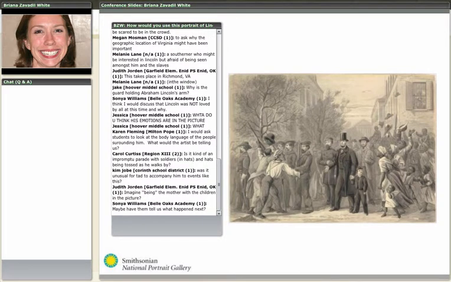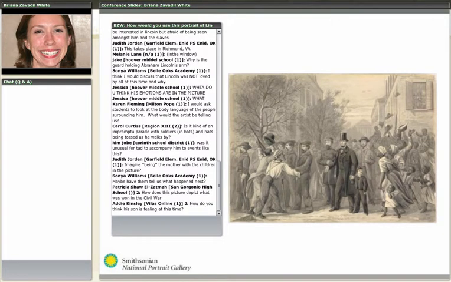Kim asks, was it unusual for Tad to accompany Lincoln to events like this? I honestly don't know. I do know that it is Tad's birthday on April 4th, 1865, and that is one of the reasons why Tad is with Lincoln.